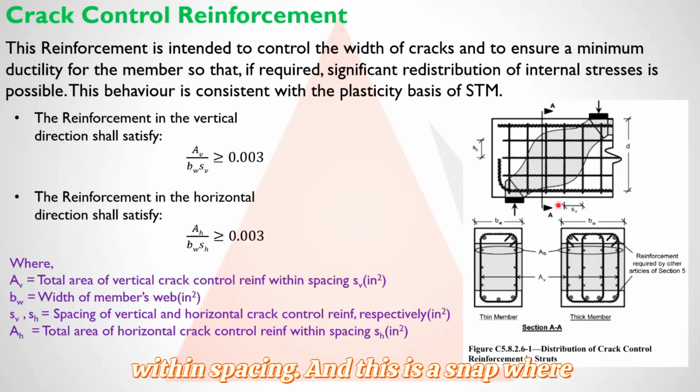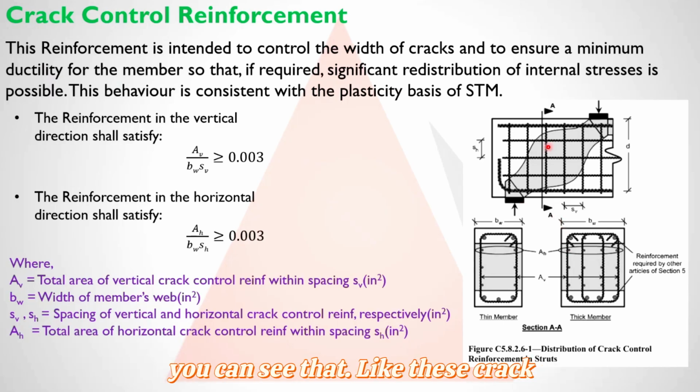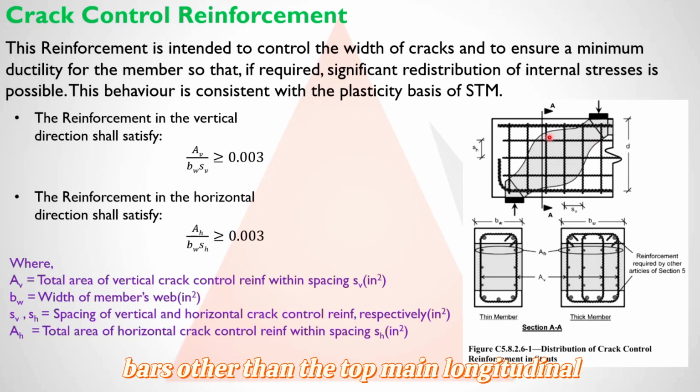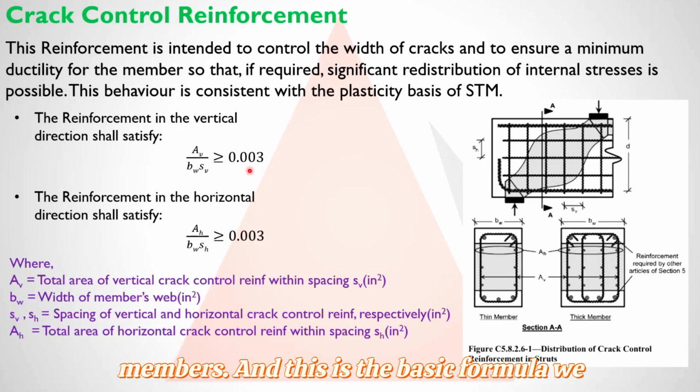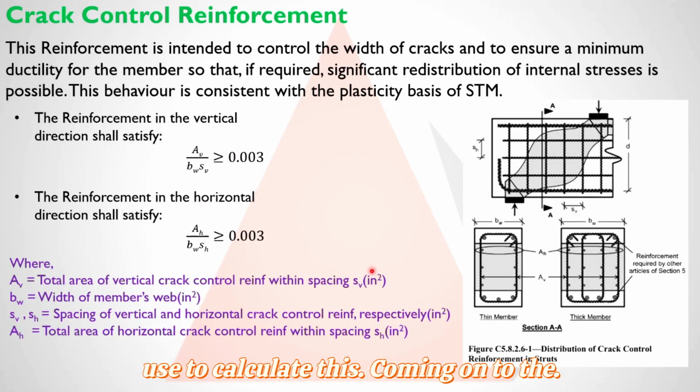And this is a snap where you can see that these crack control bars are basically the face bars. We commonly say the face rebar, the stirrups, or the horizontal bars, other than the top main longitudinal and bottom main longitudinal bars. We provide these just in case, to control the width of cracks in our structural members. And this is the basic formula we use to calculate this.